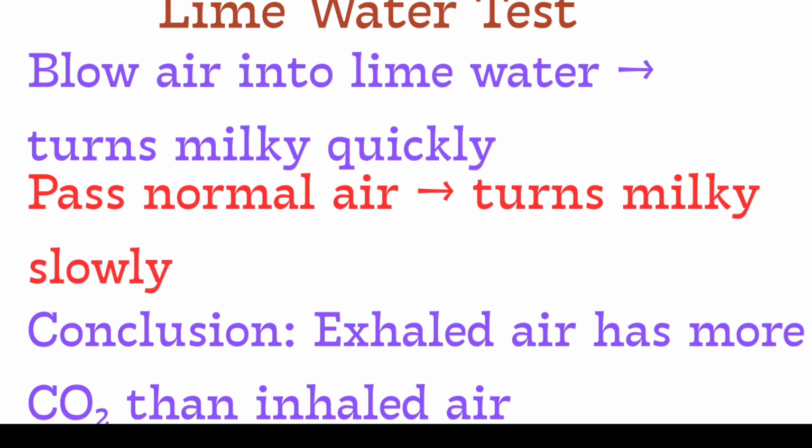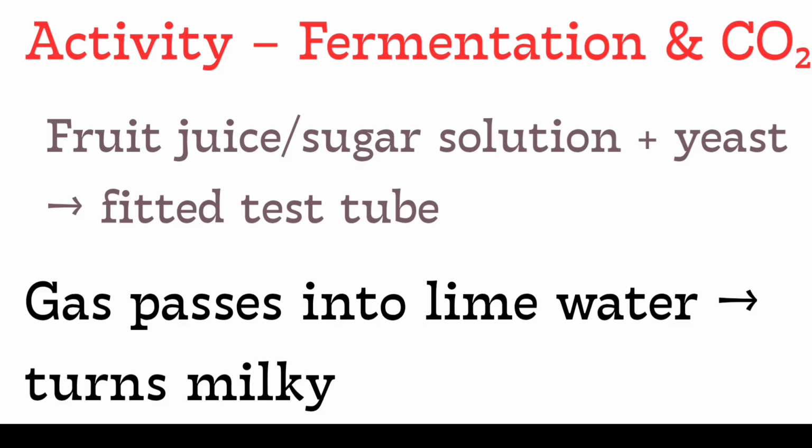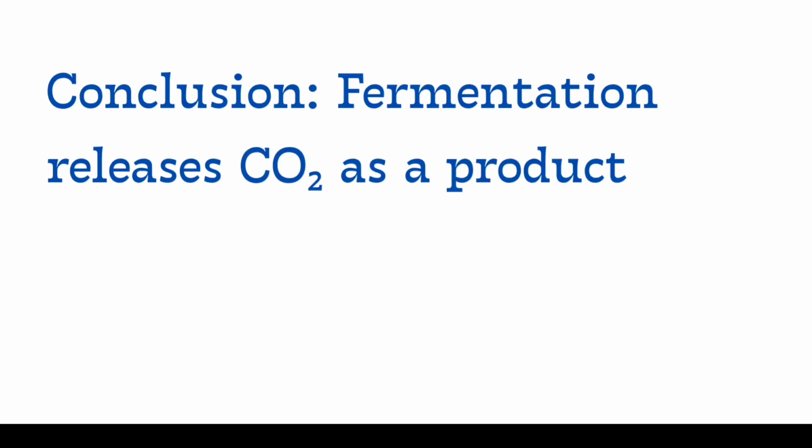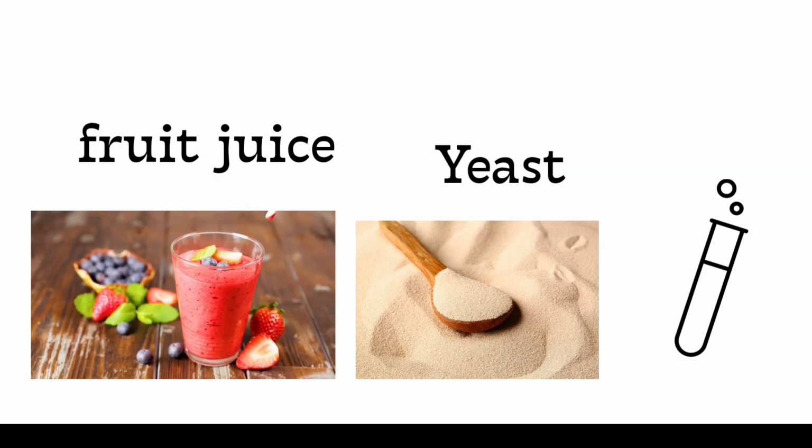And here is another interesting activity. Take some fruit juice or sugar solution and add yeast to it. Put this mixture into a test tube, close it with a one-holed cork and attach a bent glass tube to the hole. Dip the free end of this tube into another test tube containing freshly prepared lime water. After some time, you will see the lime water turning milky. This tells us that during fermentation, yeast produces carbon dioxide as one of the byproducts.